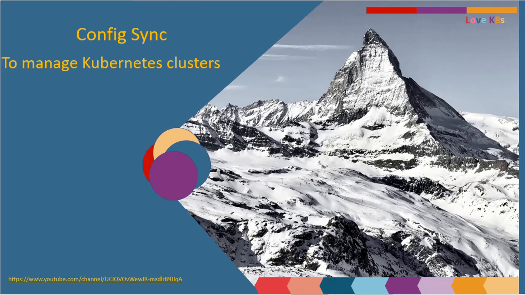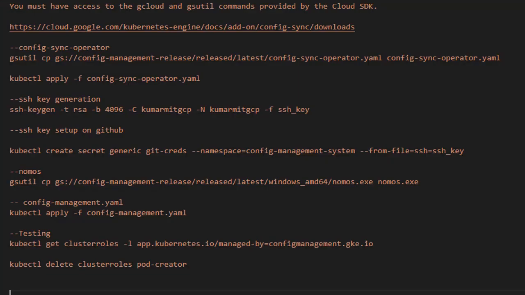Today I'll show you how you can use config sync, which was recently introduced by Google to manage your Kubernetes cluster. Config sync uses the basis of configuration as code to manage Kubernetes clusters. As part of this tutorial, we'll be doing the following steps. First we'll be downloading a config sync operator and applying this configuration, configuring an SSH key to our GitHub, downloading nomos, and then using the config management YAML file. And then finally, we'll be doing some testing.